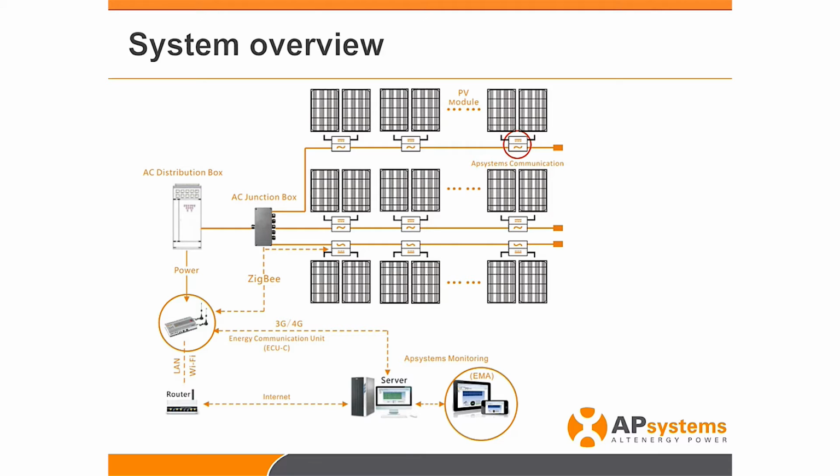And the AC distribution box goes to the power, and then the ECU comes into the picture. The Zigbee protocol is used to communicate internally between the ECU and the inverter, so your customers can monitor the system production and consumption through the EMA Manager app.